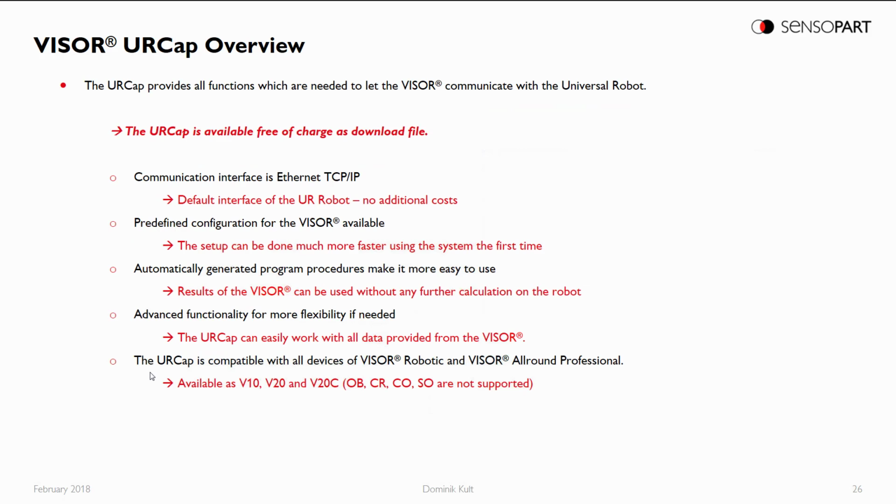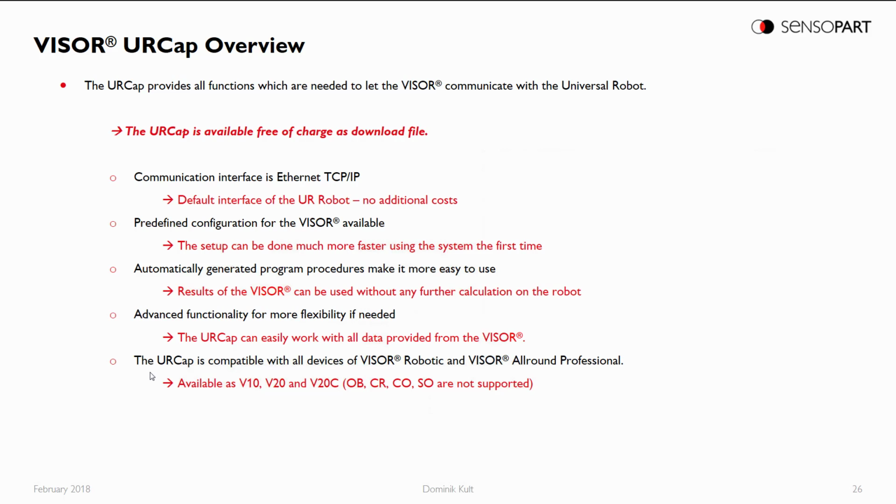The UR Cap provides all functions which are needed to let the VISOR communicate with the Universal Robot. The UR Cap is available free of charge as a download file. We communicate with the Ethernet TCP/IP interface. As you know, this is a standard interface of the VISOR family, so also of the VISOR Robotic, and this is also a default interface of the UR robot. That means no additional costs. You don't need additional accessories like a USB to Ethernet adapter or something like this. Just plug it in and work.